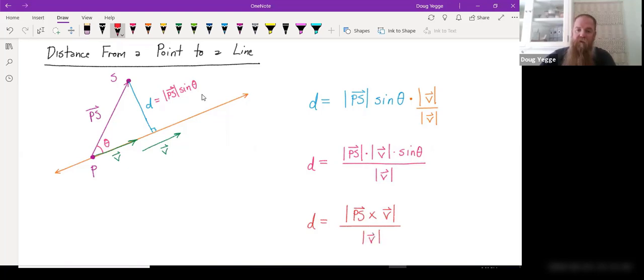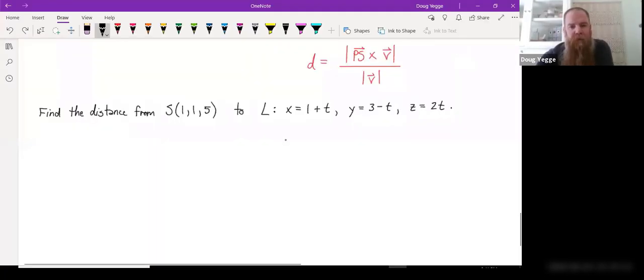And so now, in order to find the distance, we just need to find the magnitude of a couple of vectors and take their ratio. And so why don't we take a look at an example? Here we're given a point that does not lie on the line. And I can show you why I know that this point does not lie on the line.